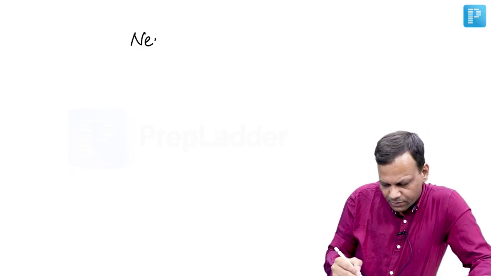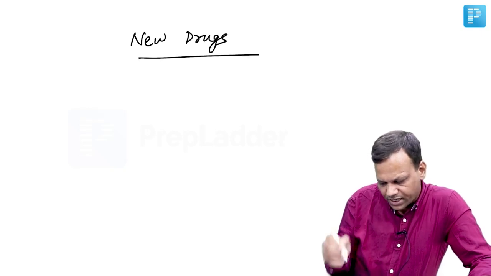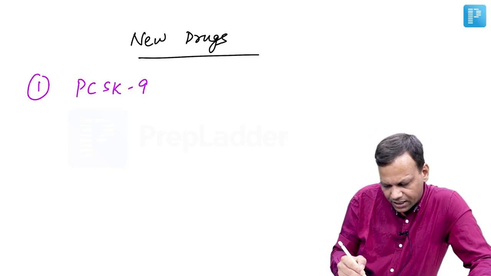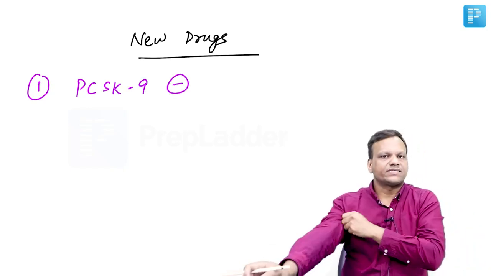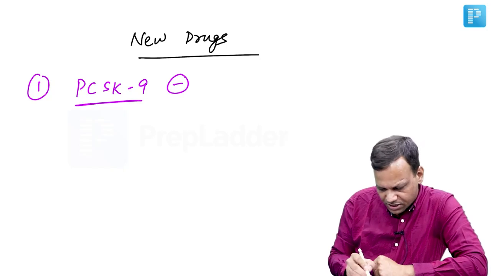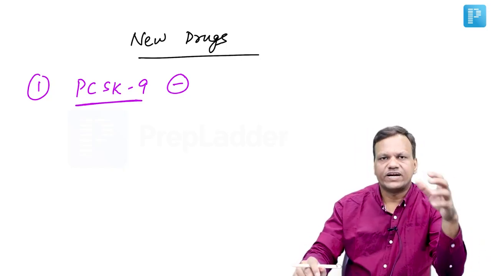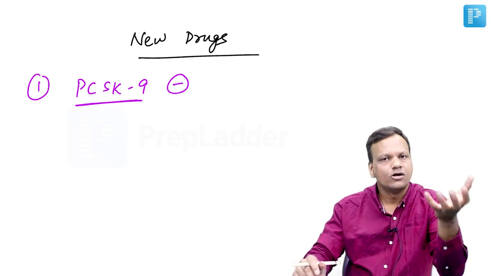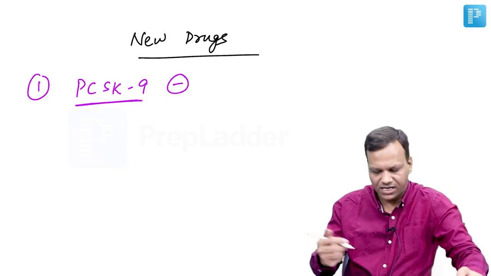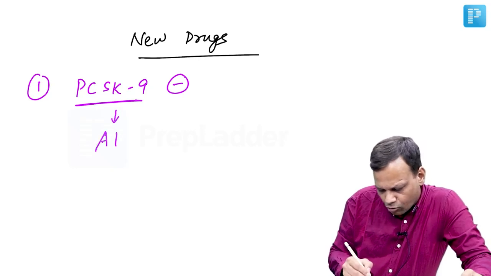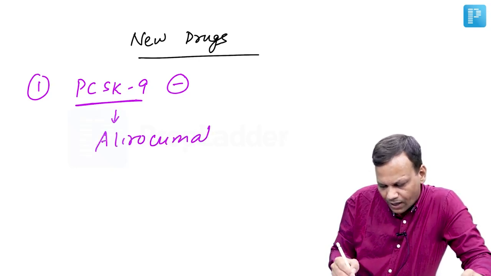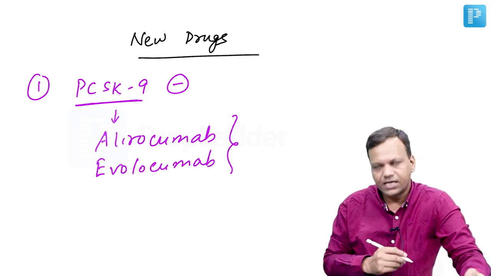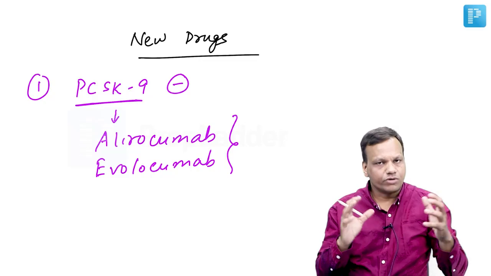Now lastly, some new drugs in dyslipidemia. We have developed a new strategy called PCSK9 inhibitors. Pro-protein convertase subtilisin kexin type 9 inhibitor. This is a substance which helps in degradation of LDL receptors on the liver. So when we give a monoclonal antibody against this, the LDL receptor cannot be broken. So more LDL receptors, more intake of cholesterol from the plasma. And drugs like alirocumab and evolocumab are PCSK9 inhibitors. They are used in homozygous hypercholesterolemia.